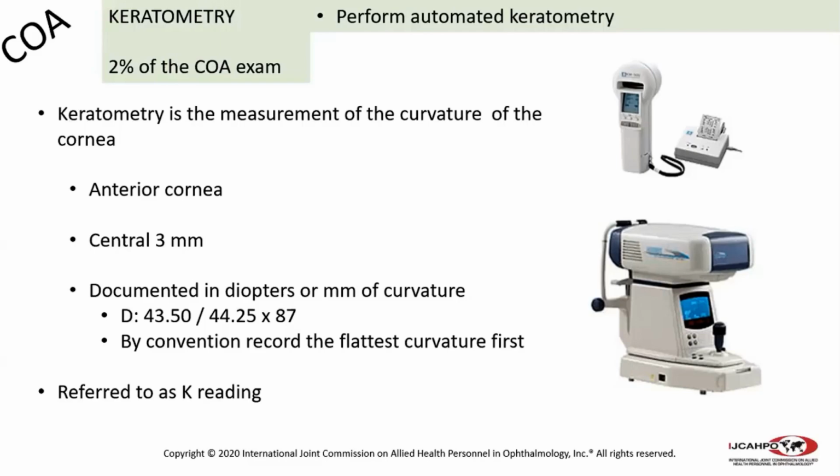The first example here is diopters, 43.5 by 44.25 at 87. By convention, you would record the flattest curvature first, as in the example above, where 43.50 or 43.5 is the flattest curve, where 44.25 would be considered the steepest. This is referred to in short as a K reading.